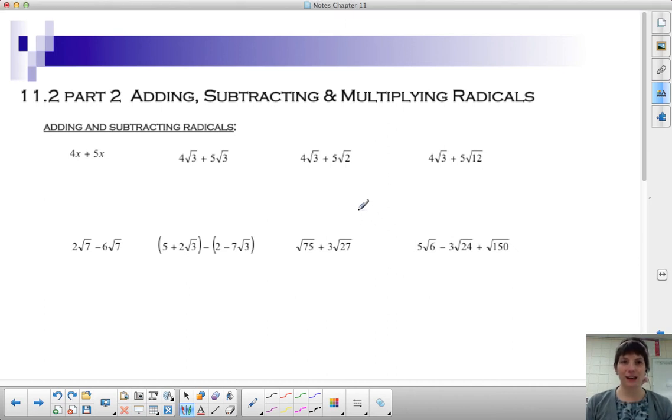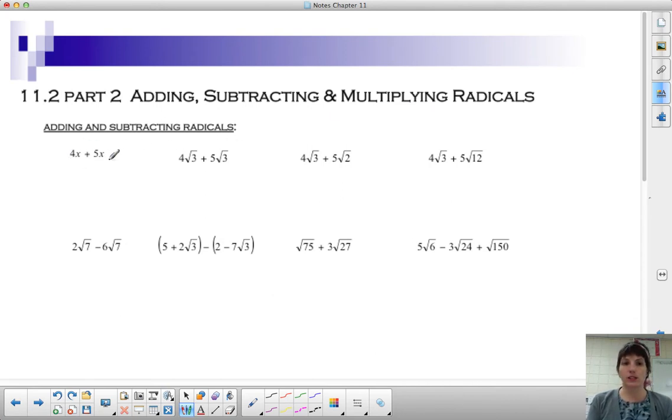All right, so here's the second part of section 11.2. We talked about simplifying radicals in the first part. The second part is about what we can do with them once they're simplified. And we're going to focus on just 3 of the 4 operations, because adding, subtracting, and multiplying are probably the easiest ones for us to do.